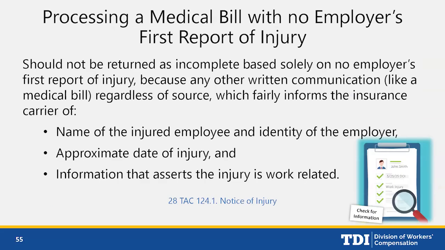Processing a bill with no employer's first report of injury. When the insurance carrier receives a complete medical bill for a claim in which the employer's first report of injury is not on file with the insurance carrier, it should not be returning the bill as incomplete. As long as any other written communication, such as a healthcare provider's medical bill, contains the name of the injured employee, identifies the employer, has the approximate date of injury, and information that asserts the injury is work-related, the insurance carrier shall immediately create a written record on paper or in an electronic format of the earliest notice of injury.